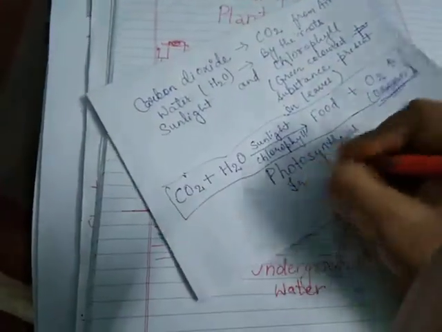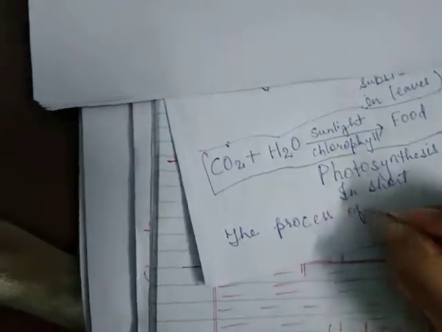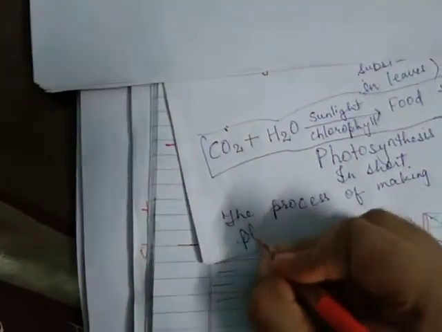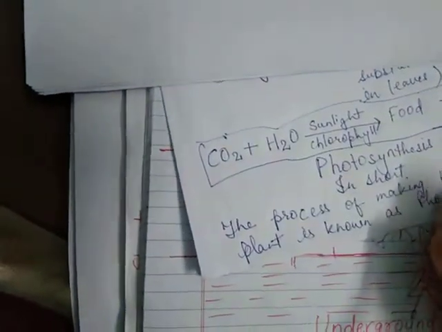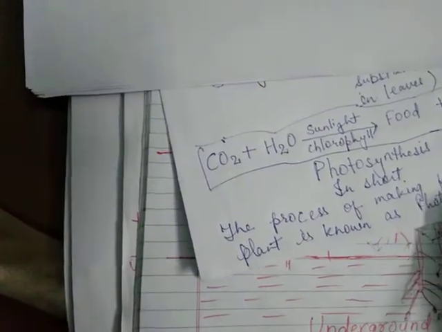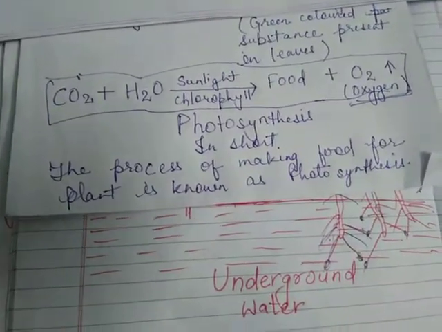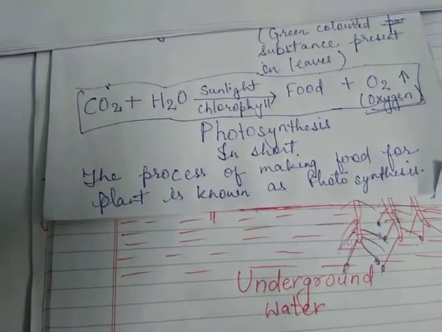In short, the process of making food for plant is known as photosynthesis. Hope you all have understood this.